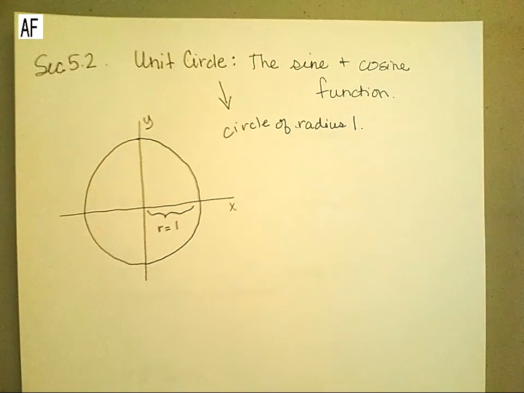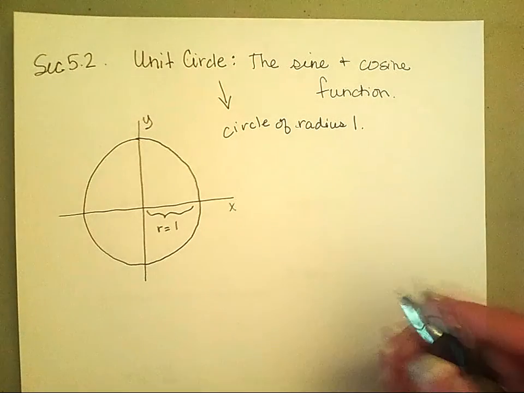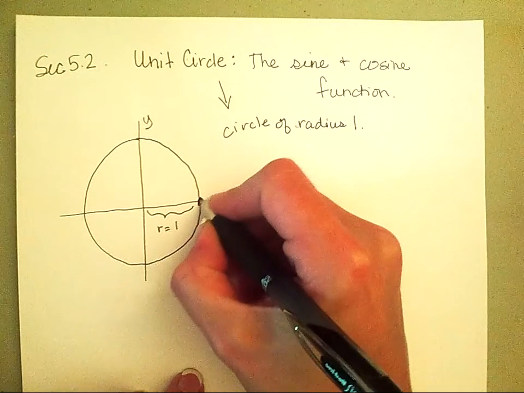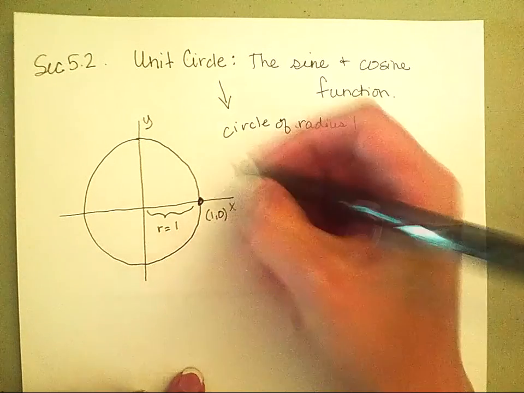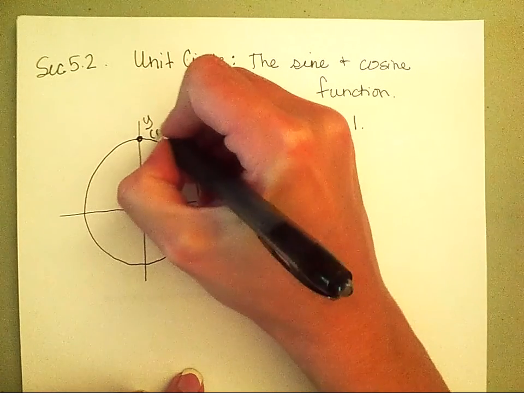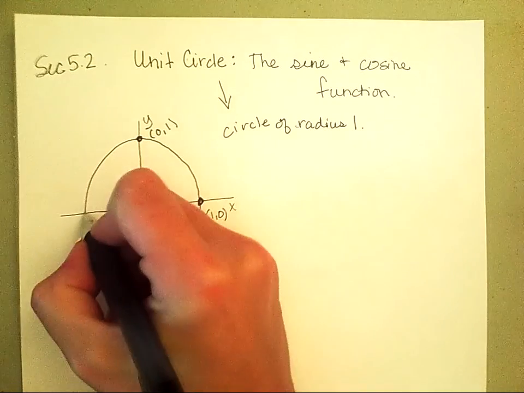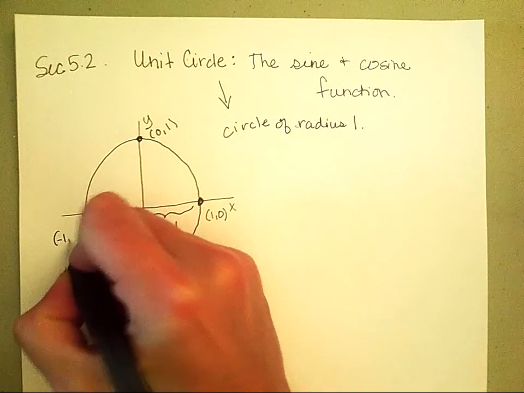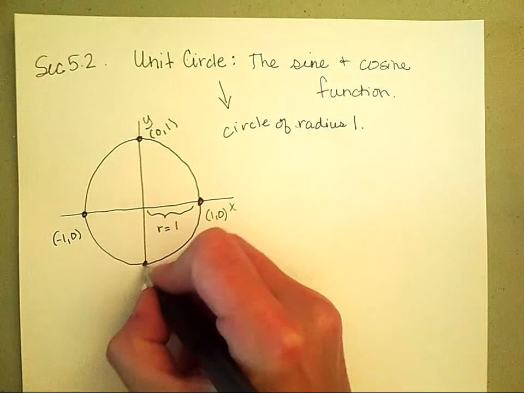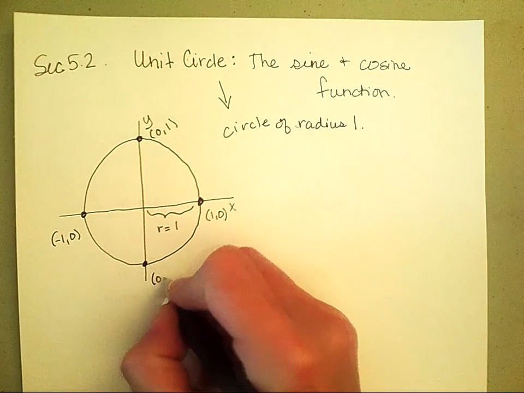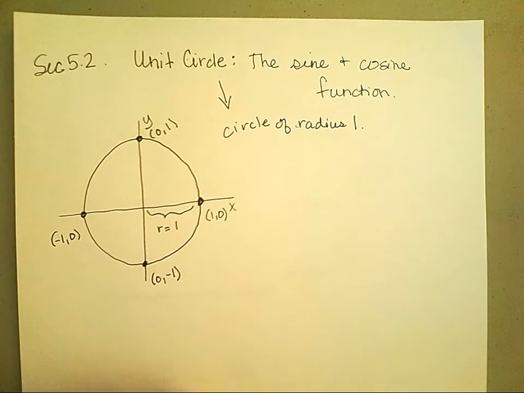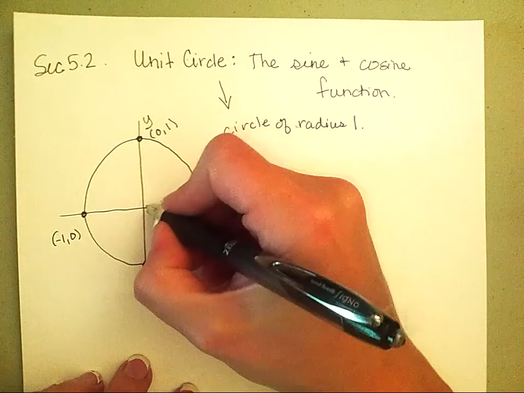Well, so what does that mean? We know a few points then. We know that this is the point (1, 0), and this is the point (0, 1). This would be the point (-1, 0), and this would be the point (0, -1). And those are the only points that we know for sure at the moment.